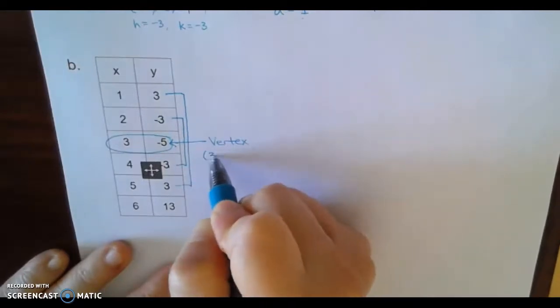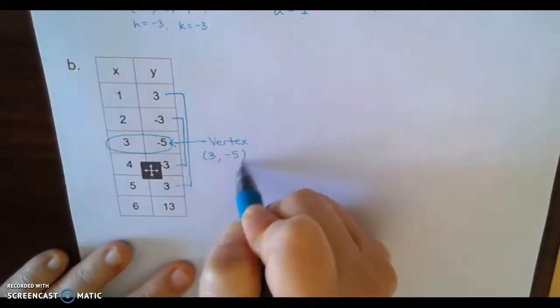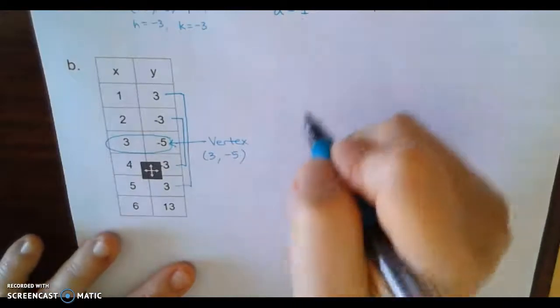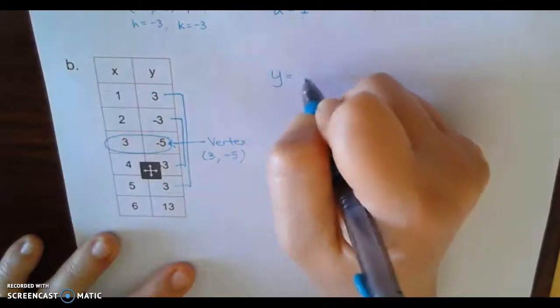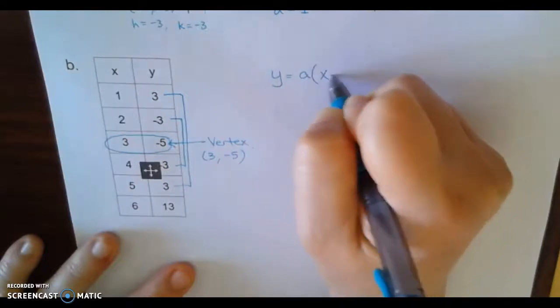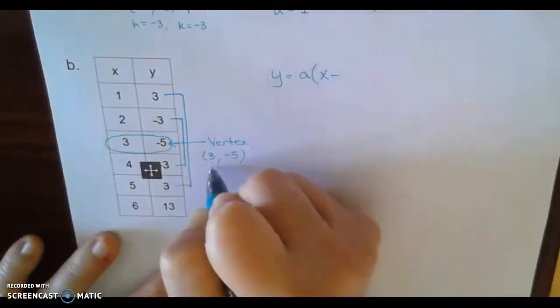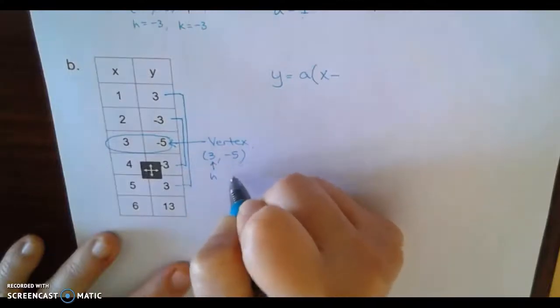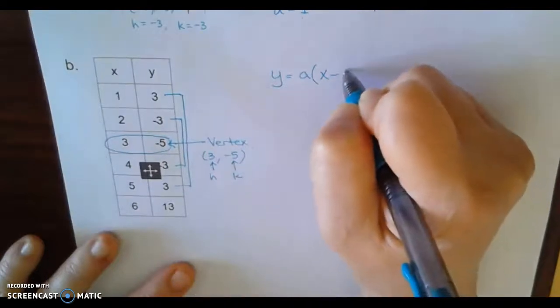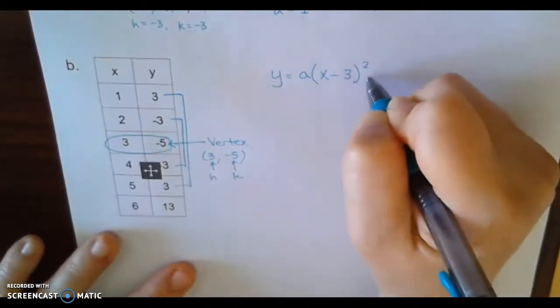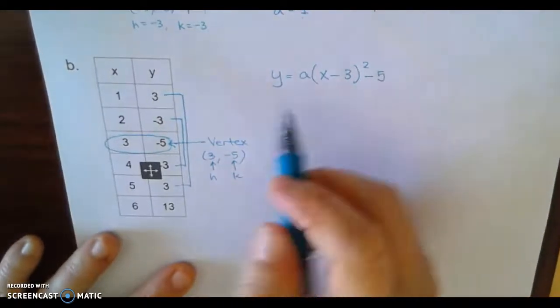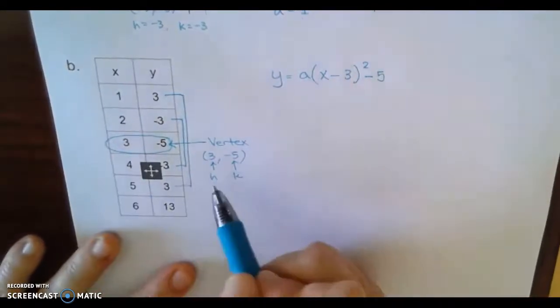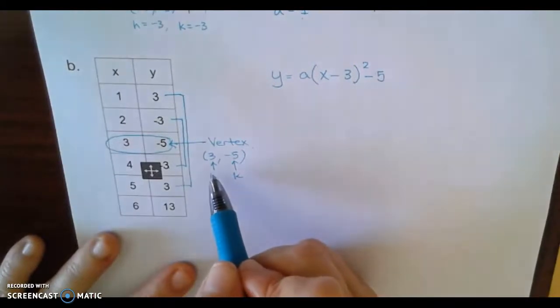And the x value is 3, the y value is negative 5. And therefore, we can use the vertex form again. Y is equal to a times x minus h. H is going to be, this is my h value, horizontal shift. This is my k value. So y equals a times x minus 3 whole squared. K is negative 5.